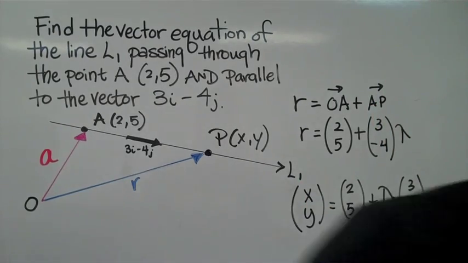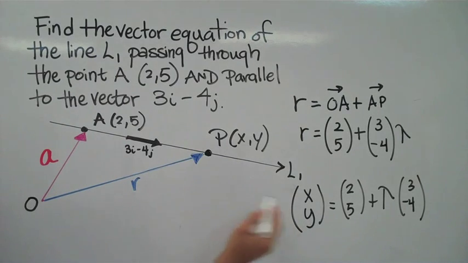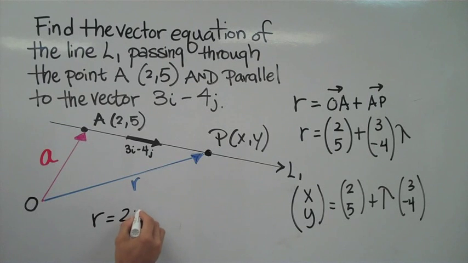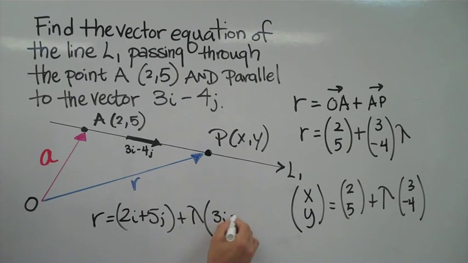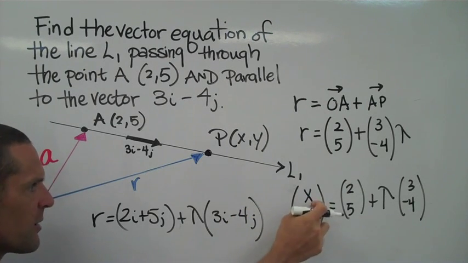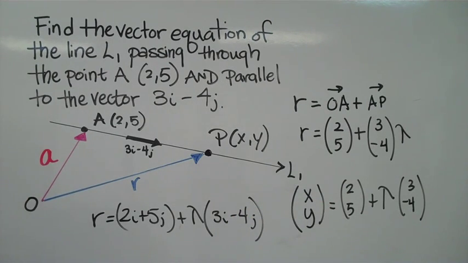You may also see this written as r is equal to 2i plus 5j, which is that starting point, plus lambda times 3i minus 4j. You could see it like this. Most often you see it like this. Sometimes they put r, sometimes they put x, y.